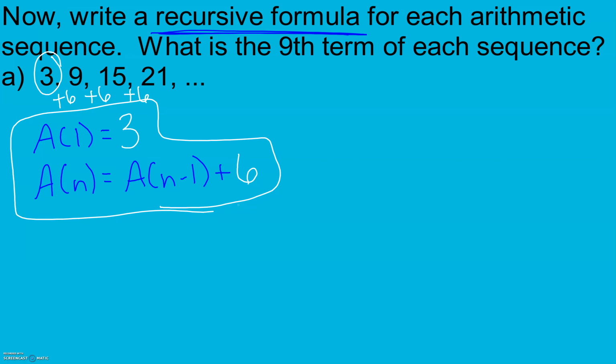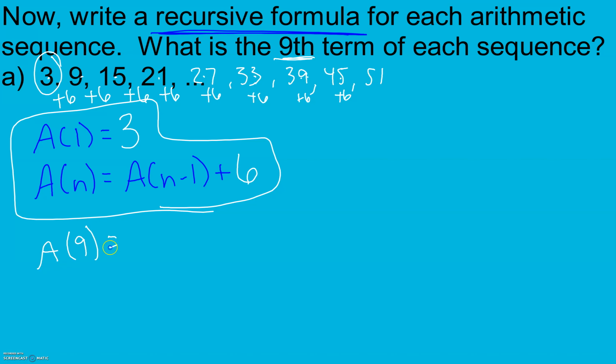Here's my recursive formula. To find our 9th term, we just keep adding 6 until we get to our 9th term. So we just keep adding our common difference to the term before. So to find our 8th term, for example, we take our 7th term, add 6, and get 45. To find our 9th term, we add 6 and get 51. So the value of our 9th term is going to be 51. And I will stop here and continue in another video.